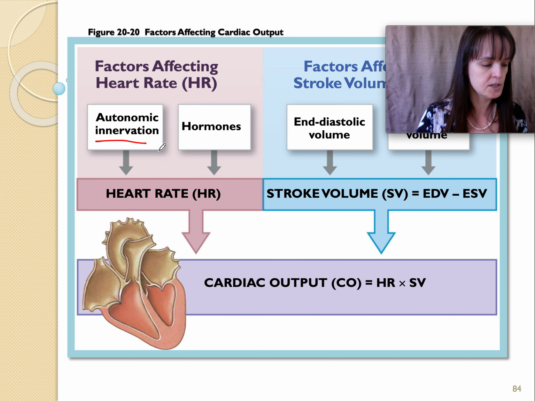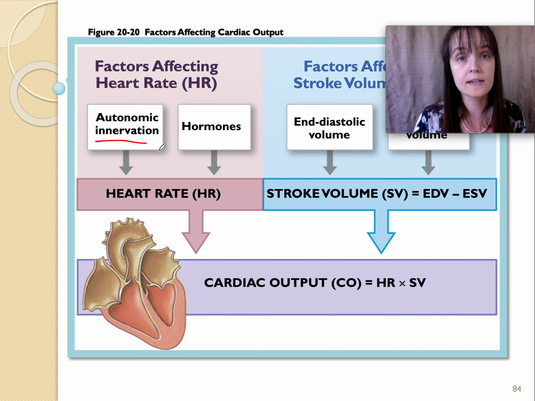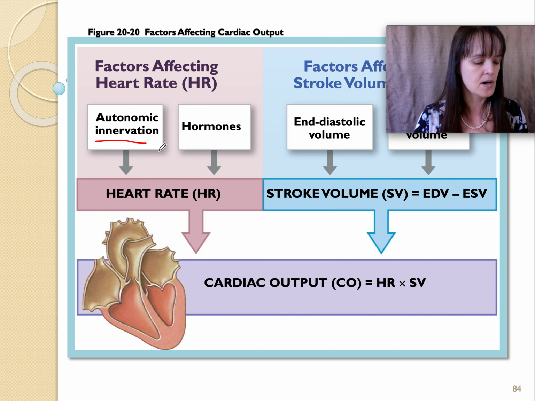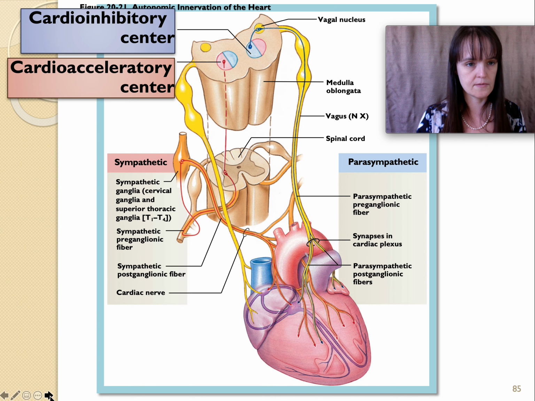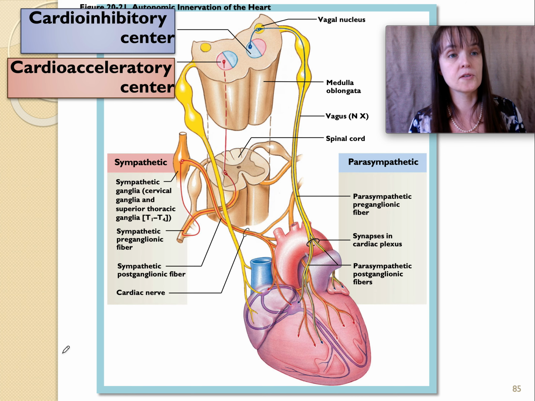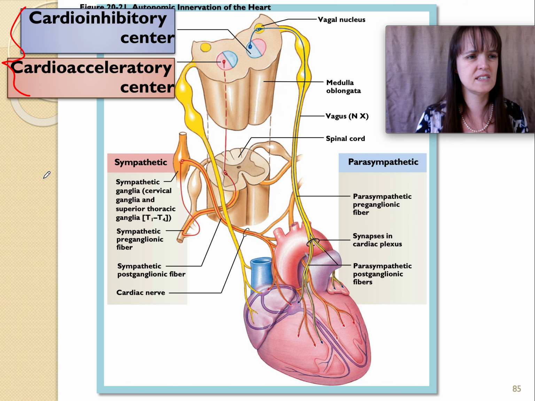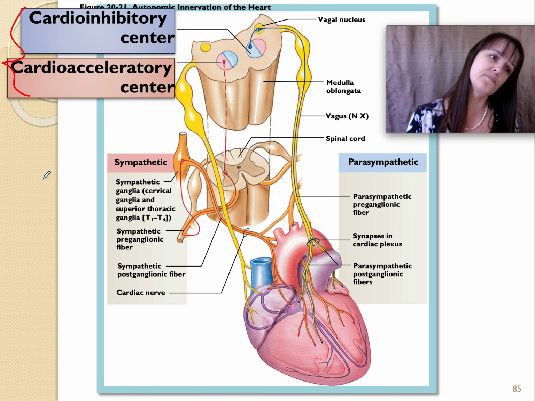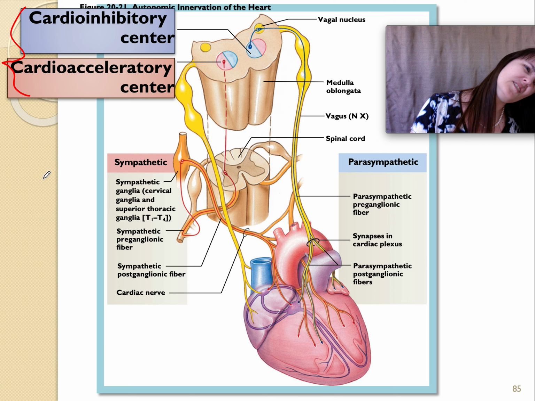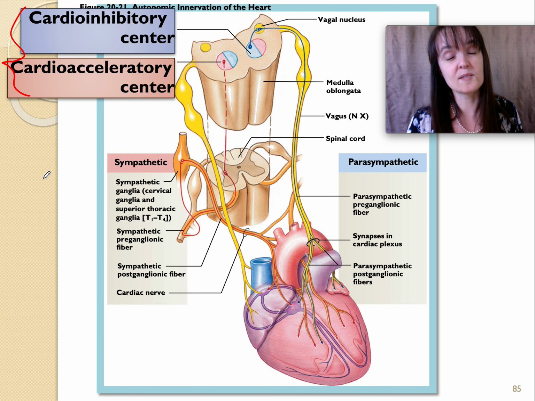Both ANS divisions innervate the cardiac plexus. The cardiac centers in the medulla oblongata control the heart. I'm certain I have a slide for this. Yeah, there we go. And these are the cardiac centers. That's a bracket. It doesn't look like a bracket. It looks like a malformed seagull.